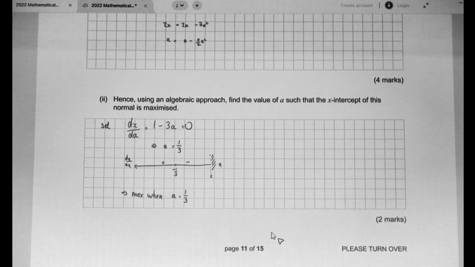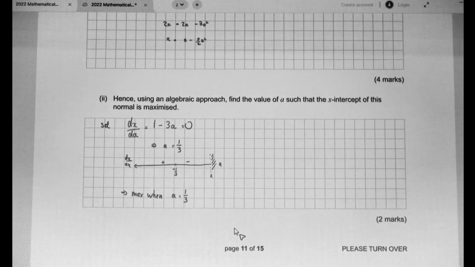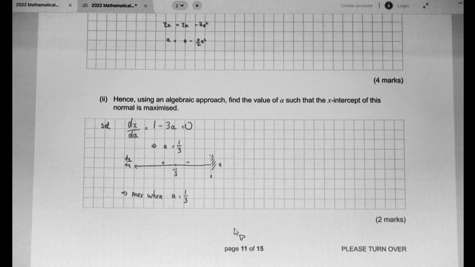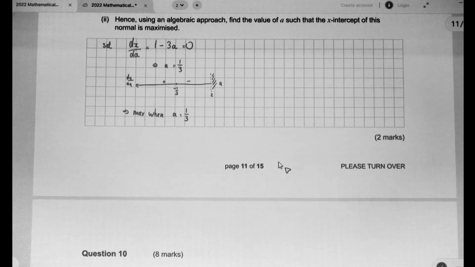And they needed to show it was a maximum. So they needed to have a sign diagram or a second derivative test, or they could have recognised it was a quadratic and used x equals minus b on 2a to establish that that was a maximum.